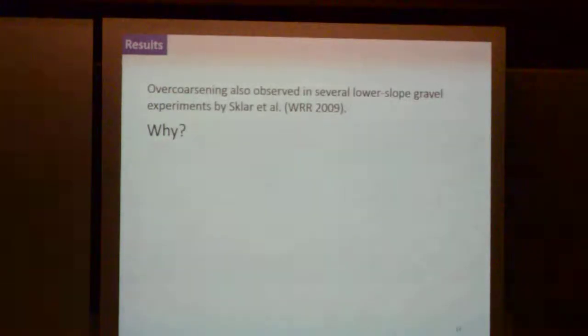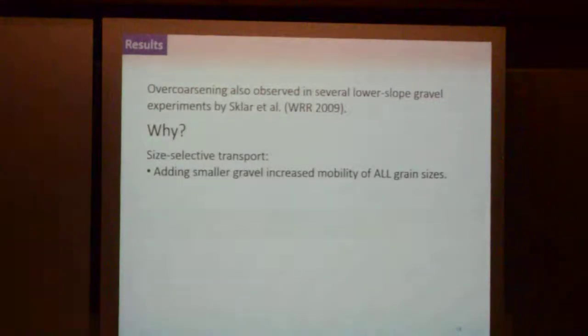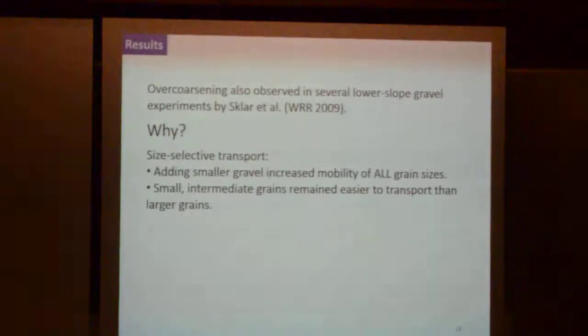So such an effect of coarsening in response to a pulse of finer sediment has also been seen in not a lot, but some other work, including this and some other papers by Leonard Sklar and the people who worked on those. And the reason for it is the importance of the size classes on the bed for controlling transport and the size selectivity of that. So when you add smaller gravel to the bed, you increase the mobility of all the size classes.